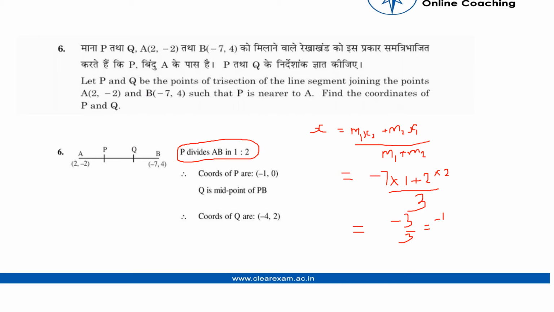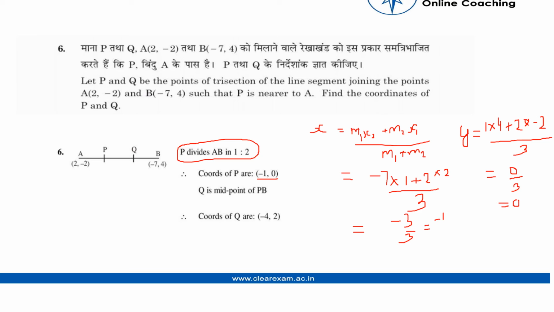And similarly the y coordinate equals (m1 into y2, that is 1 into 4, plus 2 into y1, that is 2 into -2) by 3, that is 0 upon 3, it becomes 0. So the coordinates of P are (-1, 0).